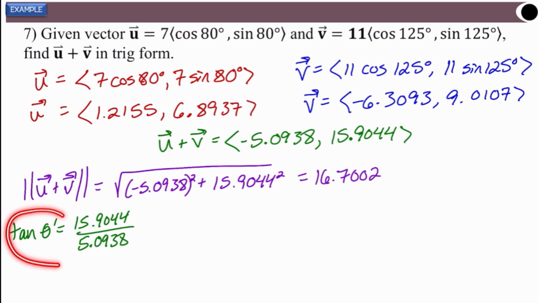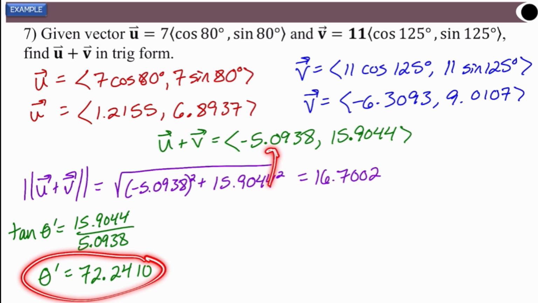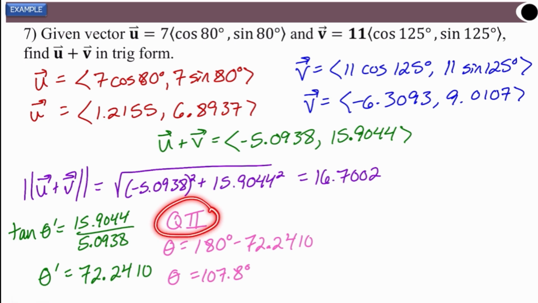So first, to find the direction angle, we're going to use the reference angle. The tangent of the reference angle will be positive 15.9 and so on, divided by the 5.09 and so on. And that works out to be about 72.2410. That's my reference angle. But then we need to figure out in which quadrant my resultant vector is. And that is a negative value and then a positive value. So that's going to put us in quadrant 2. So to find the angle theta when you're in quadrant 2, you need to do 180 degrees minus your reference angle. So that works out to be about 107.8 degrees.